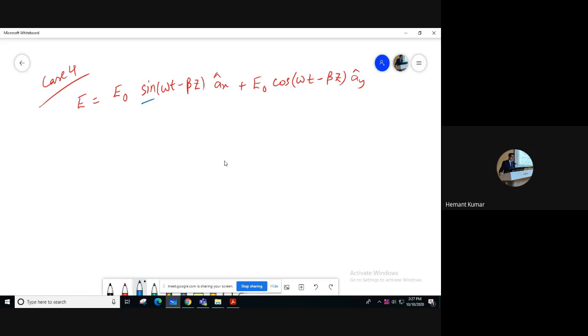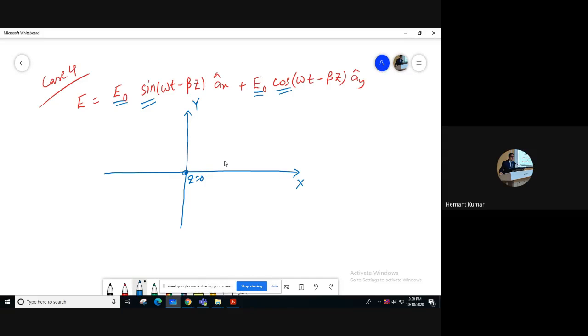Here it is sine, here it is cos. So there is a phase difference of 90 degrees. If you now plot these in the z equal to 0 plane, we are assuming the amplitude of both these is equal, E naught.